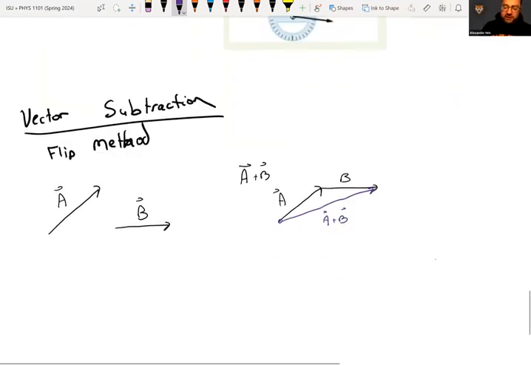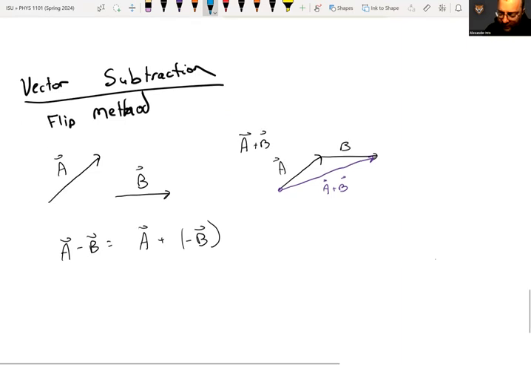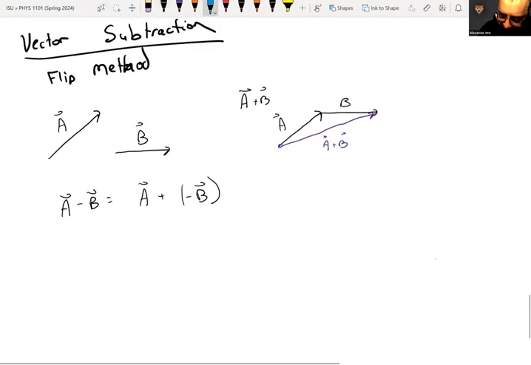Now, getting back to subtraction, what the flip method is going to do, basically what you're going to say is A minus B is equivalent to the vector A plus the vector negative B. Now, negative B is the same length as B, just in the opposite direction. Okay, so if I have B like so, then negative B is going to start from the same point, going to be roughly the same. Well, not roughly, it should be exactly the same length, but roughly when I'm drawing it freehand, but in the opposite direction.